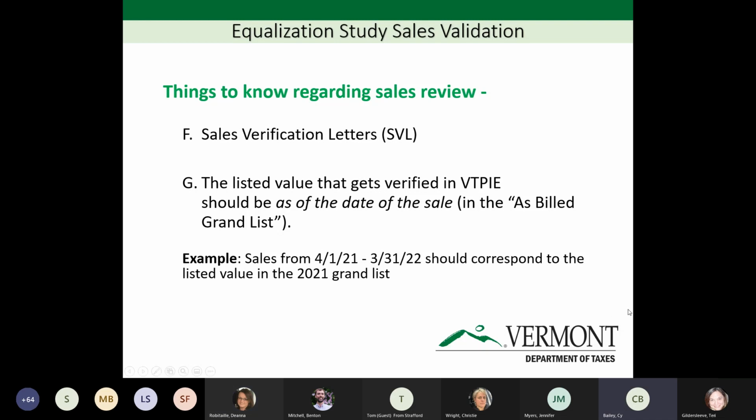And I just want to note that the VTPI program is taking that listed value directly out of your grand list. I know a lot of you have had trouble with the grand list amount not matching what was on your grand list. Hopefully this is going to cure that problem.